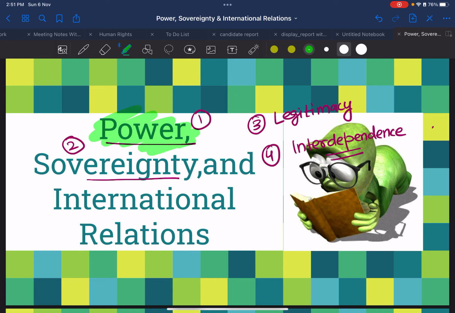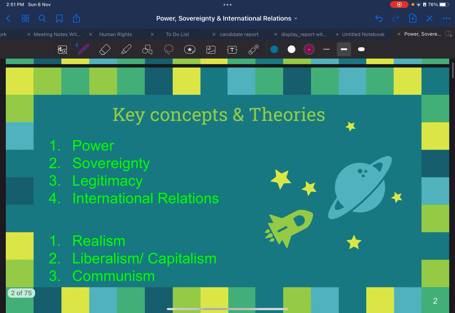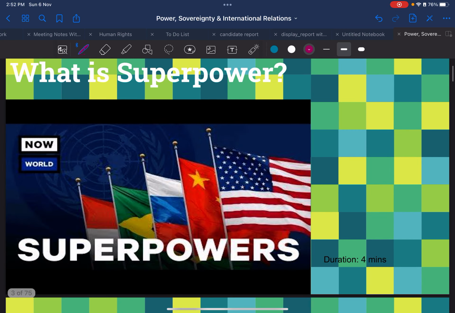Now, what does this concept talk about? Let's go further. As I already mentioned, we are going to study these four key concepts. If you have noticed in my previous videos, I have already covered the theories related to this unit: the theory of realism, liberalism and capitalism, and communism. I have covered many more theories which you can attach to this unit. Now further to this one, we watch this video. This video is around 4 minutes and covers the definition of superpower.